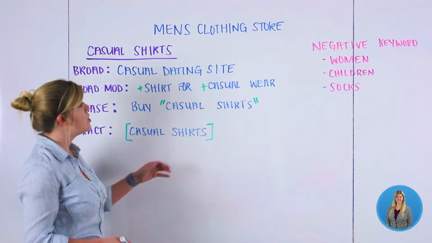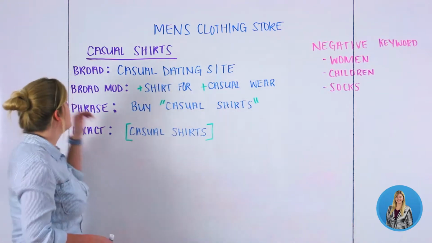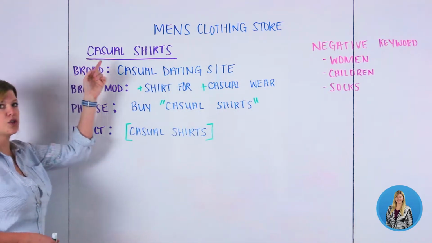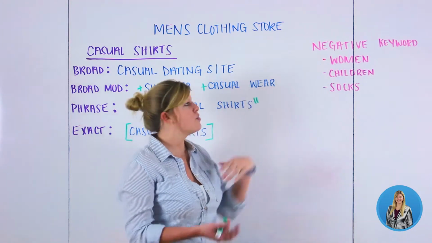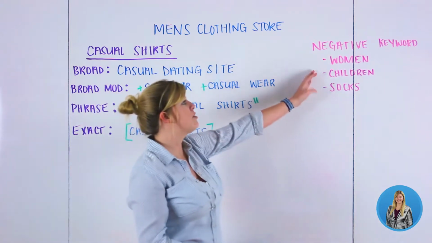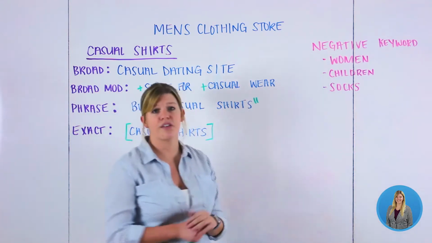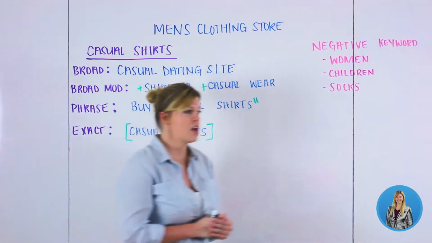But when it comes down to it, you can also set negative keywords. So since this is a men's clothing store, if I had a broad modified keyword for casual shirts, women's casual shirts could come up. So I would want to make women a negative keyword since I know I'm not advertising to them. Same with children. And then I don't sell socks, so I want to make sure that socks is a negative keyword. I don't want to be showing up for that.